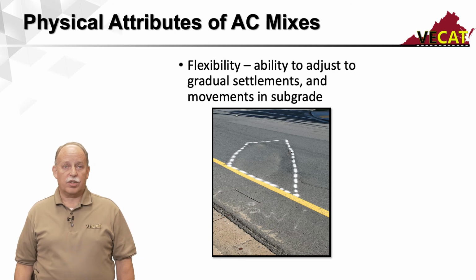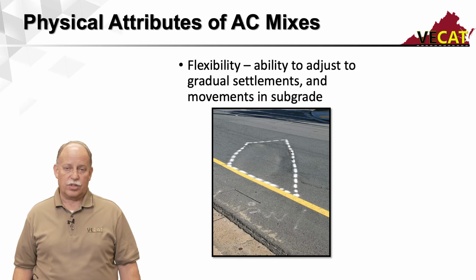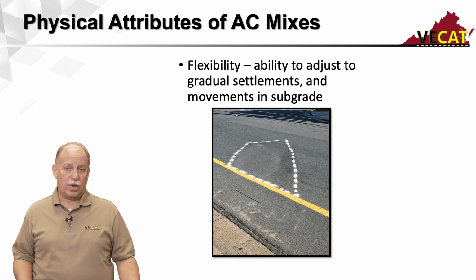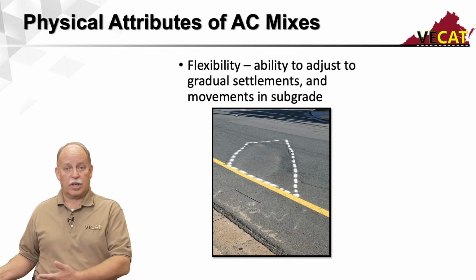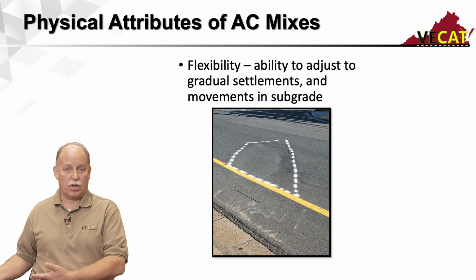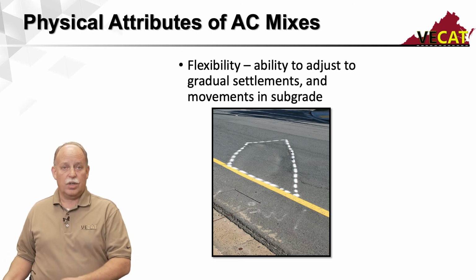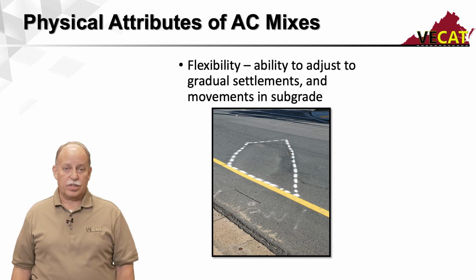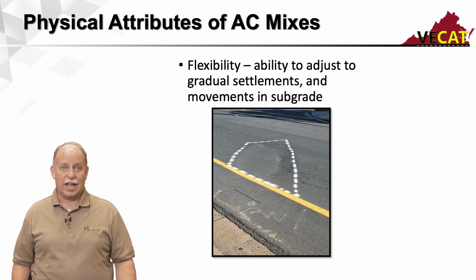Flexibility. Flexibility is the ability to adjust to gradual settlements and movement in the subgrade. So again, asphalt pavement is a flexible pavement structure, whereas something like a concrete or a hydraulic cement concrete is much more rigid. One of the benefits of asphalt pavements is they do remain flexible, and they can handle typically gradual and small movements and settlements in the subgrade.